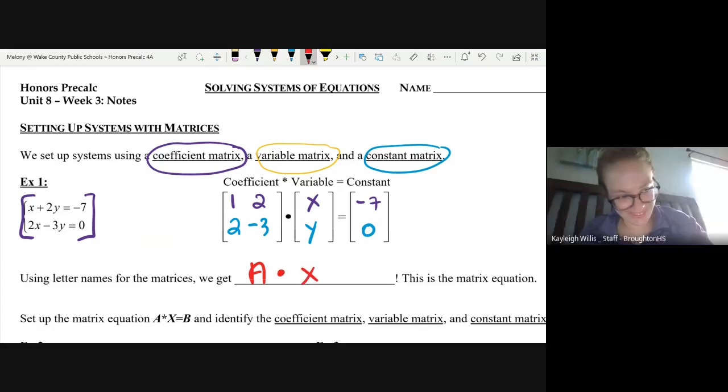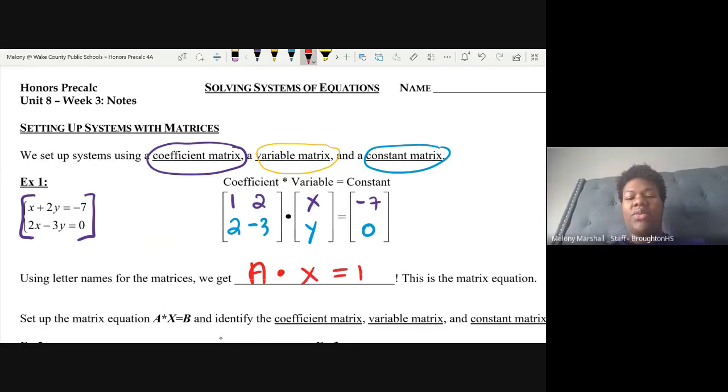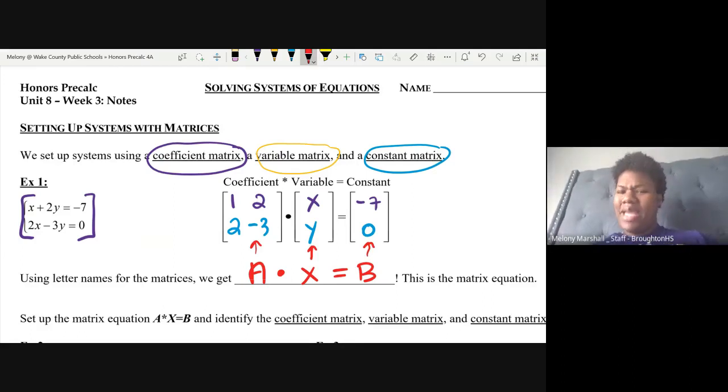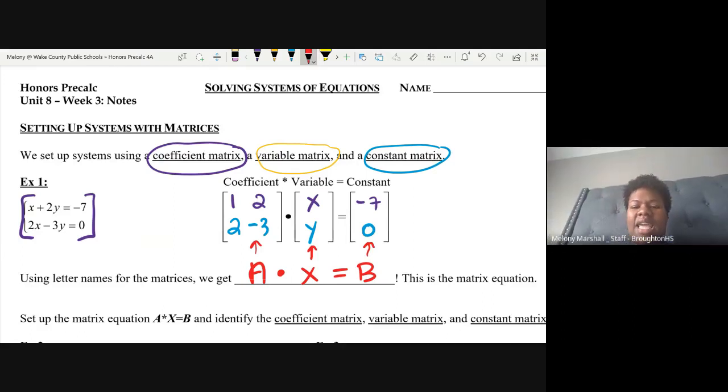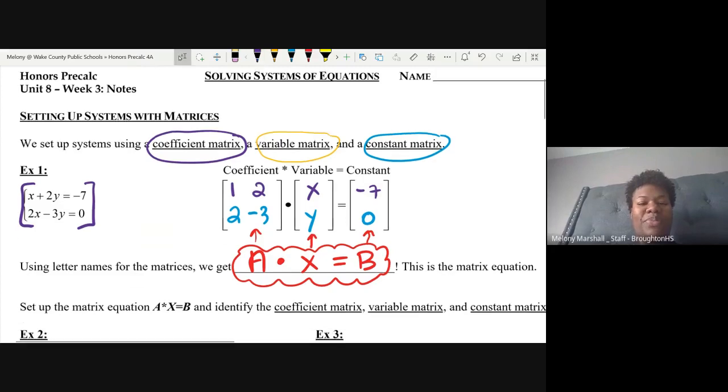Okay. So this is A times X equals B. This matrix is serving as our A matrix, the coefficient. This matrix is serving as our X matrix, the variable. And this matrix is serving as our B matrix, the constant. And that is very important to know, because that will help us to solve these matrices after we continue practicing setting these things up. So, two more to set up, and then we're going to solve them.